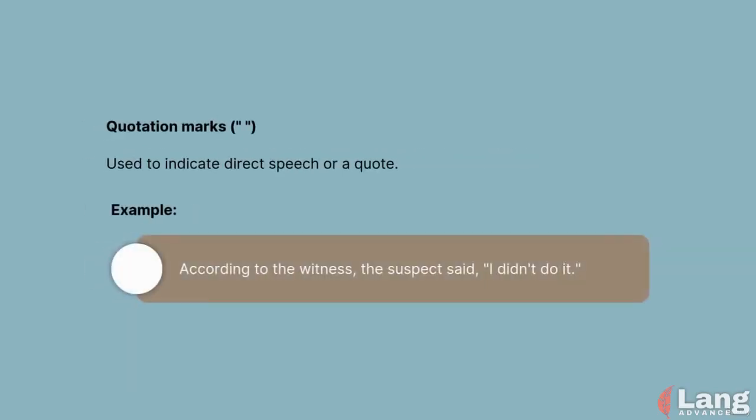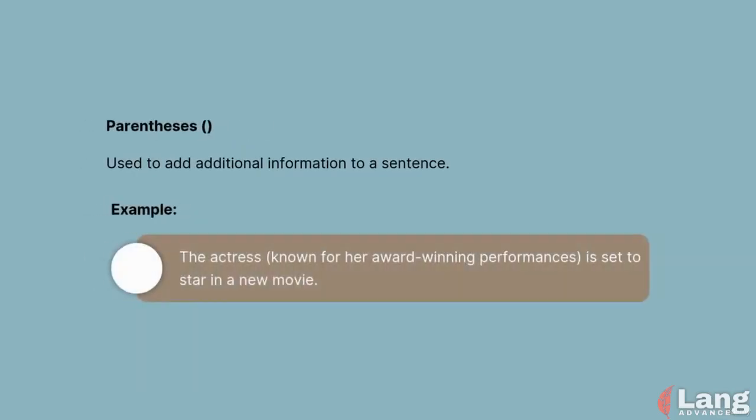Quotation mark. It is used to indicate direct speech or a quote. Example: according to the witness, the suspect said, "I didn't do it." Parentheses. Used to add additional information to a sentence. Example: the actress (known for her award-winning performance) is set to star in a new movie.